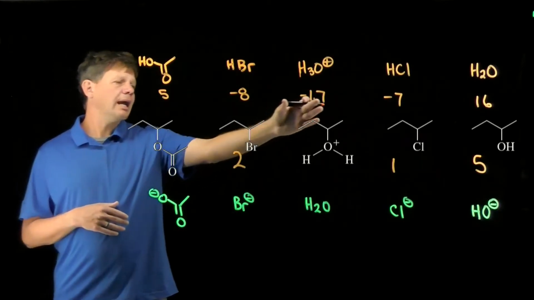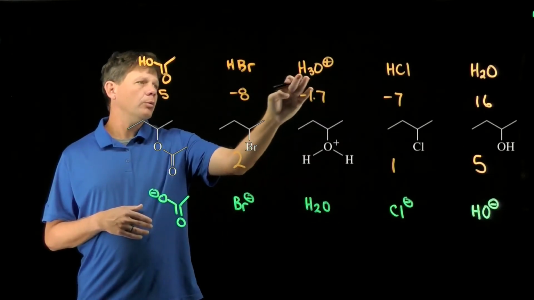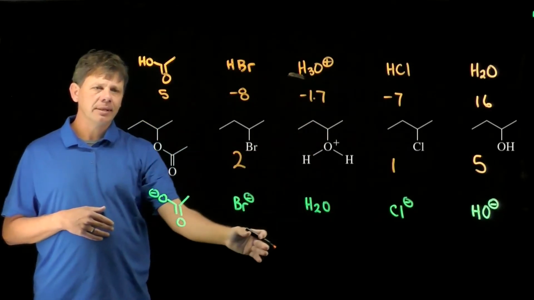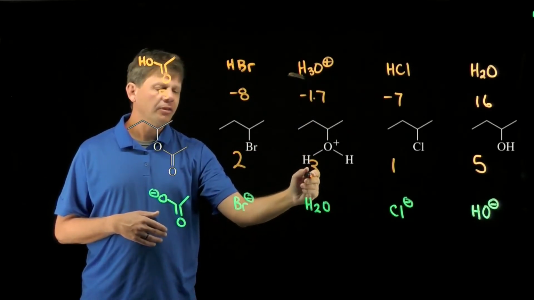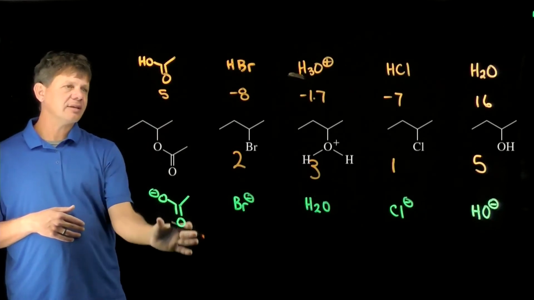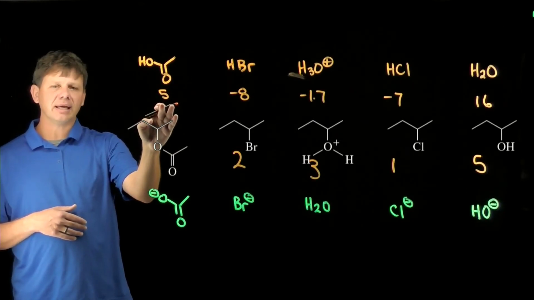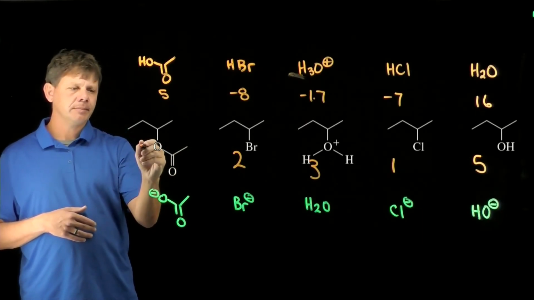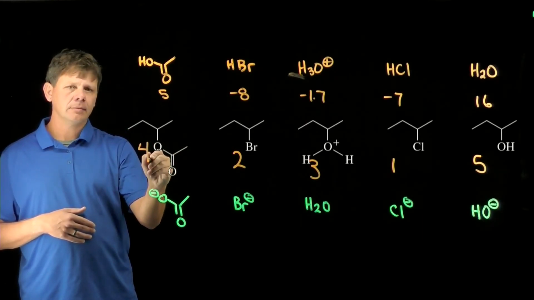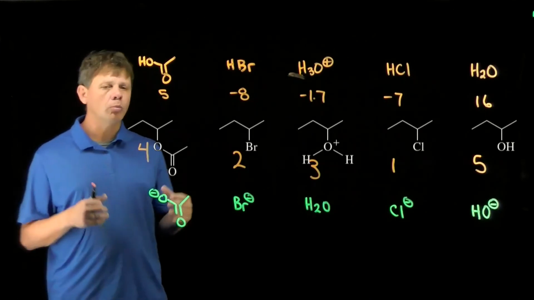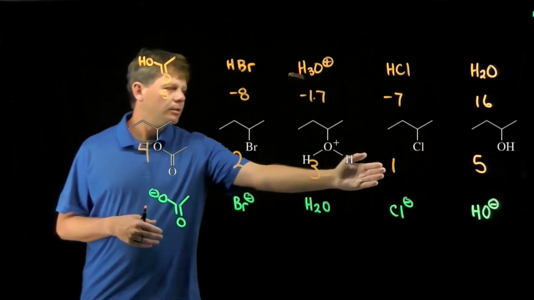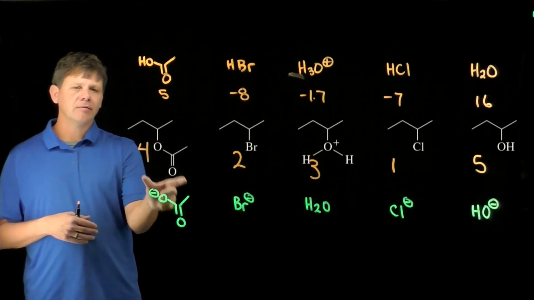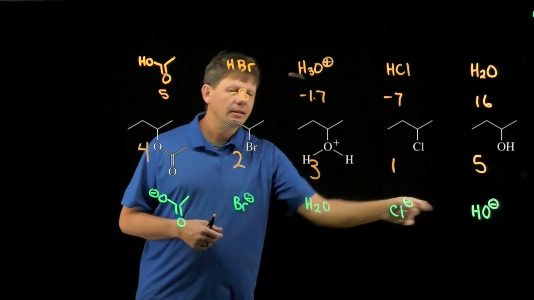We can then look at water as a leaving group when we compare it to H3O plus, a pKa of -1.7. It will end up being the 3rd, and the acetate, whose acetic acid has a pKa of 5, will end up being in 4th place. So the best, most likely to do SN1, the alkyl halides, followed by water as a leaving group, followed by acetate, and then hydroxide.